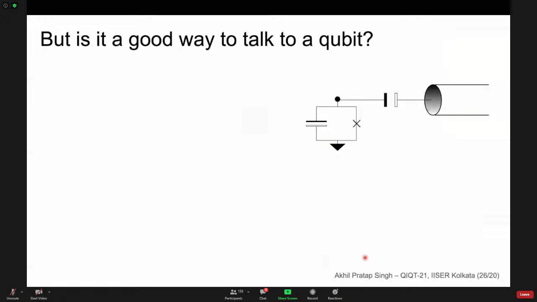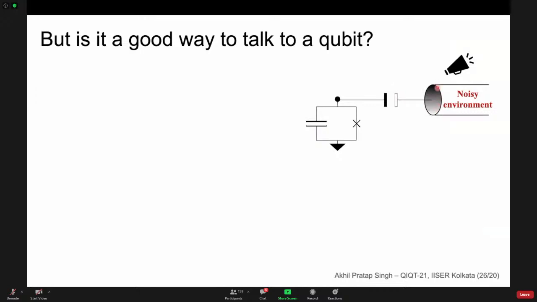But is it a good way to talk to a qubit? If you connect a transmission line to the qubit, it's not a very good way to talk to it. Why I say that is because, first of all, you want your qubit to be isolated and not get disturbed by any noise. But at the same time, you also want to talk to it. You want to see what is going on inside and you want to control it. So you have to give it some opening. If it is perfectly isolated, then it is of no use. But then you have to do something with it. And that brings us to coupling it with anything outside which you can control.